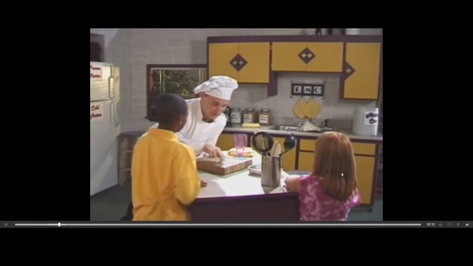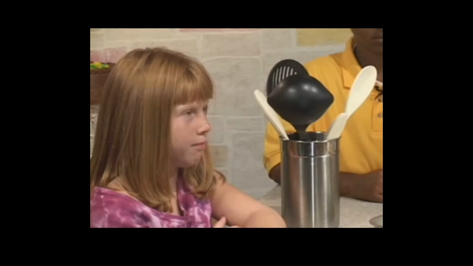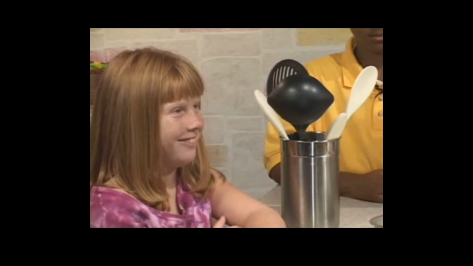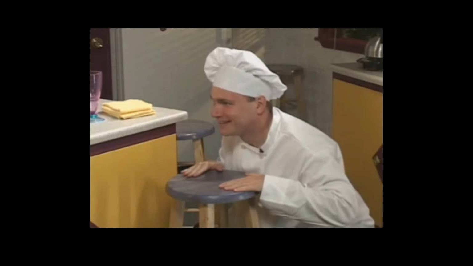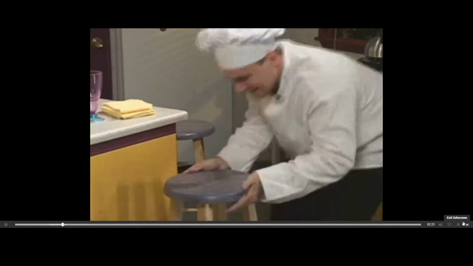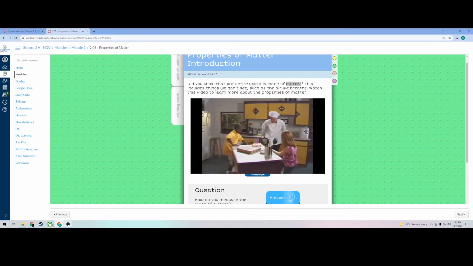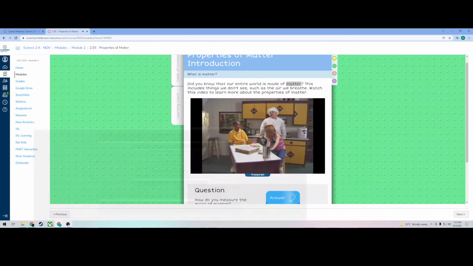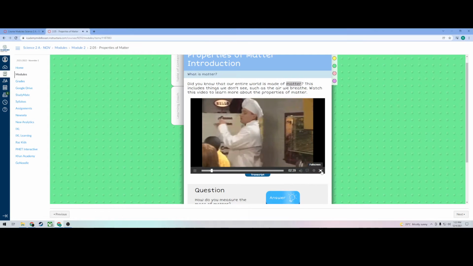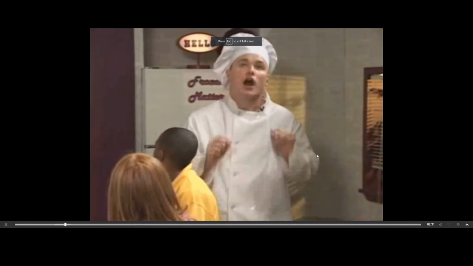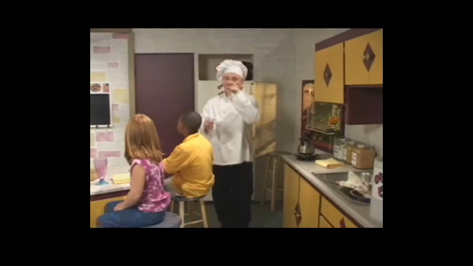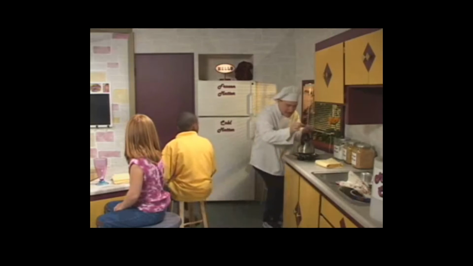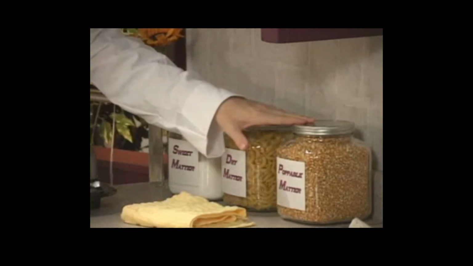This chopping block, it's matter. These spoons, matter. This stool, it's matter. Go ahead, sit down. It's solid. Now, most of the matter in this kitchen are objects. Objects? What are objects? Things that you can see or touch are called objects.